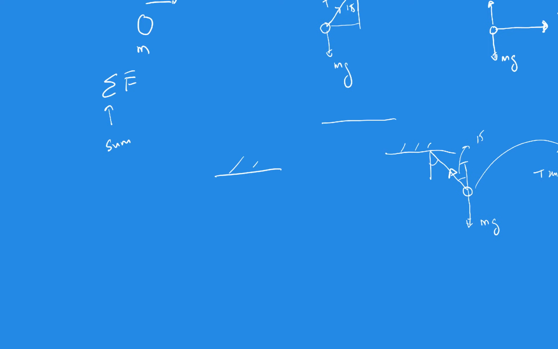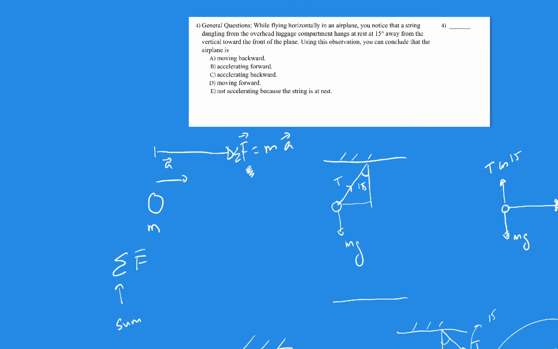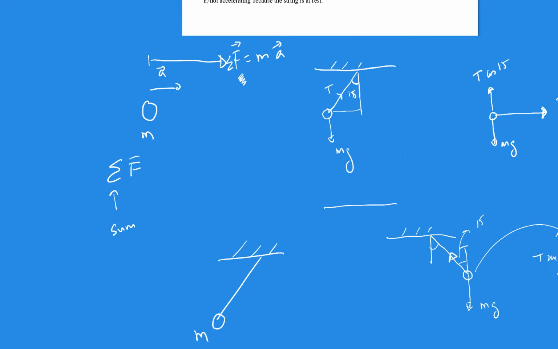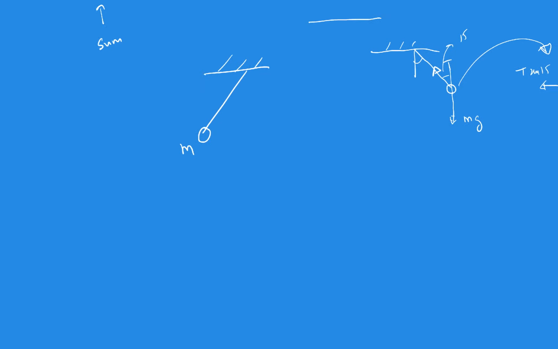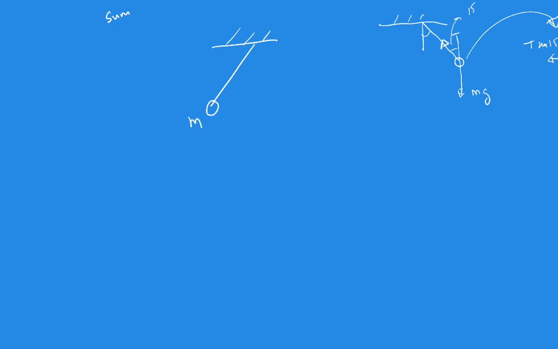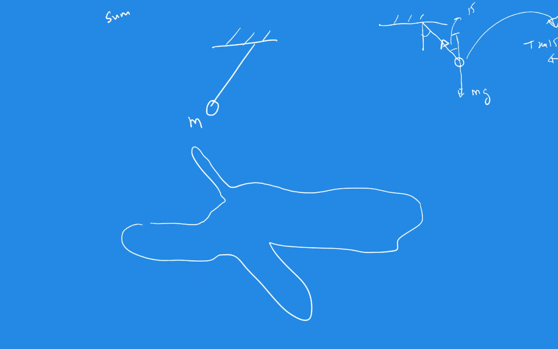You see this object going like this, of mass m, and of course this object is inside a plane. I think it's a plane, a train, what does it say, while flying horizontally in an airplane. So this is inside an airplane. Let's make the picture of the airplane. This is the airplane, more or less, okay?